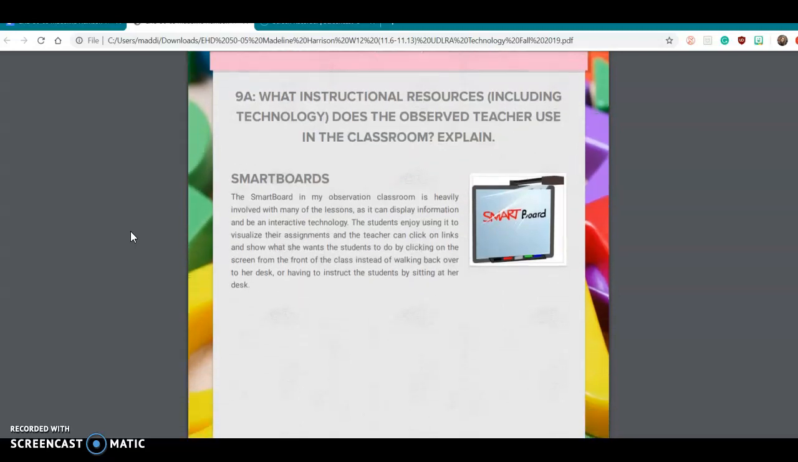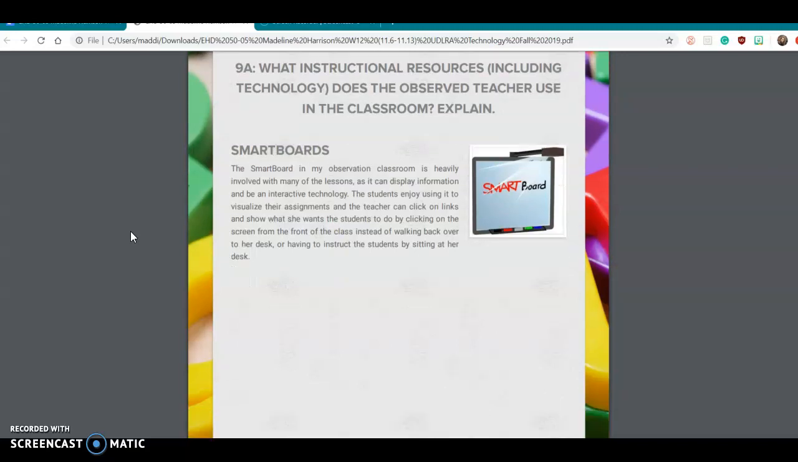So one of the biggest things that I noticed in my host classroom is smart boards. She has a smart board in the front of the classroom, and the students really enjoy it because if, let's say, she has them go change their dojo points on the board, they get to stand up, walk up, and physically tap on the board to give themselves points. So it's like a nice little reward for them.